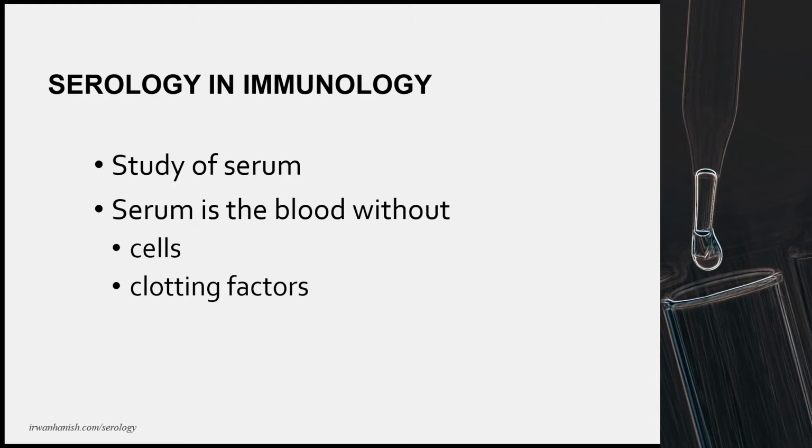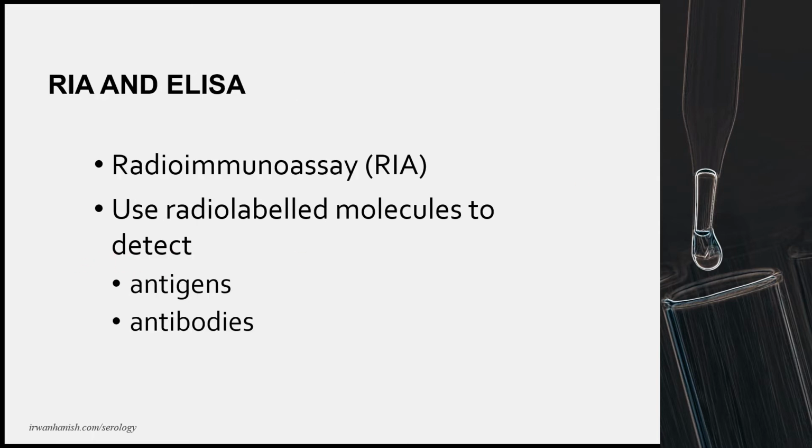after you spin it down through centrifugation. So it's the portion that excludes erythrocytes, for example, the red blood cells, and the clotting factors. Inside the serum, you've got a lot of antibodies that you can utilize for diagnosis. Some of the techniques include radioimmunoassay and ELISA.